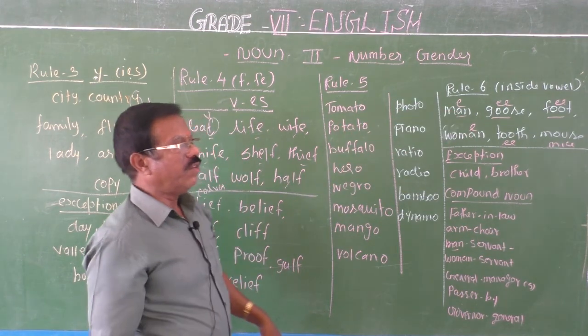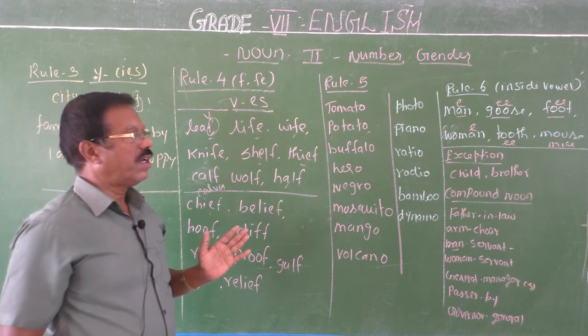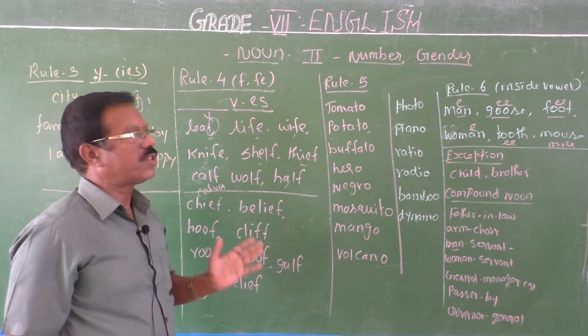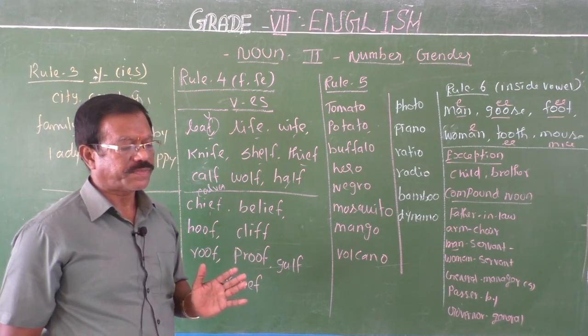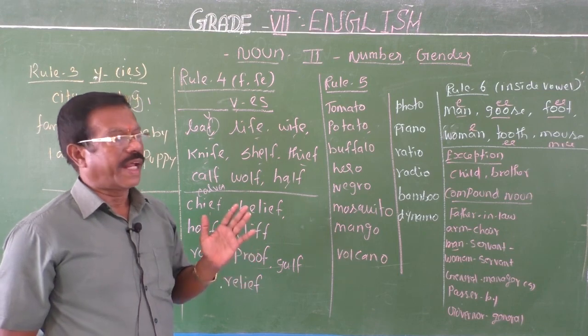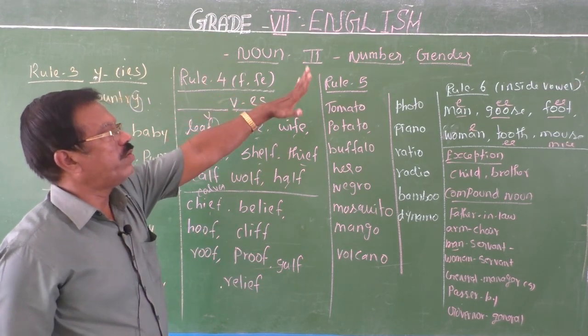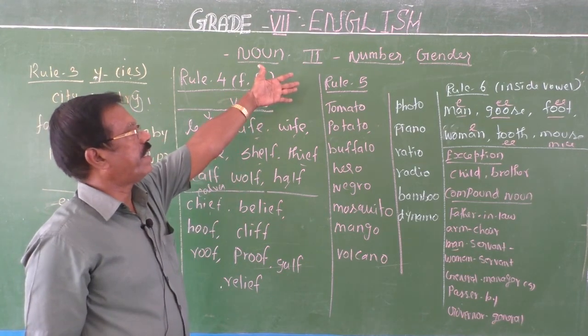So, when you are going to change a singular noun into a plural noun, you have to observe all these rules. Based on these rules only, plurals are formed. Okay, children? I hope now you could understand well. So, next, I will explain noun genders. Okay? So, let me sum up the noun numbers.